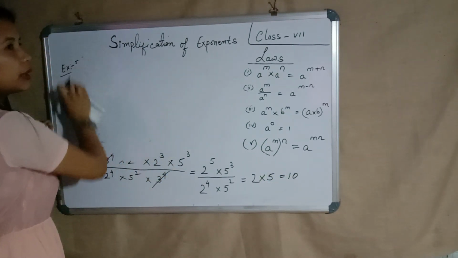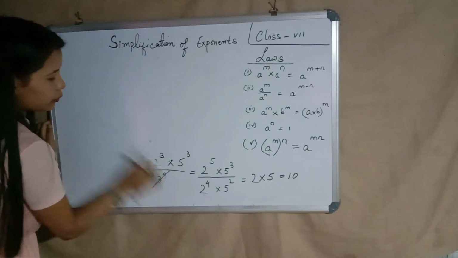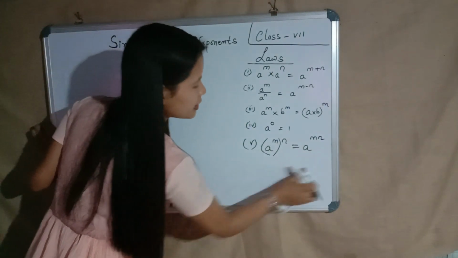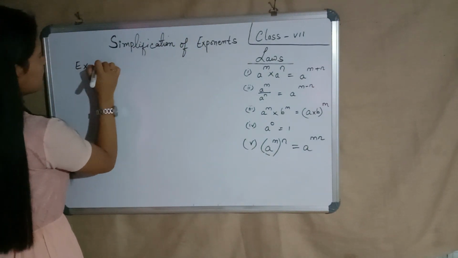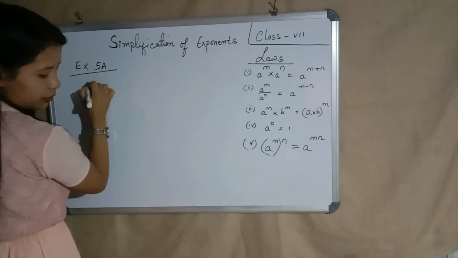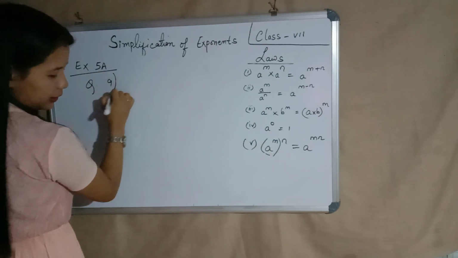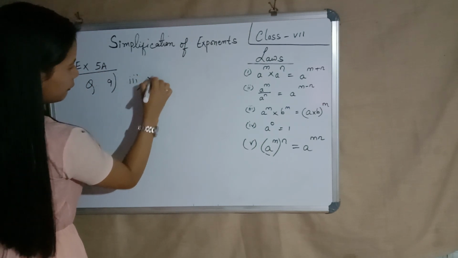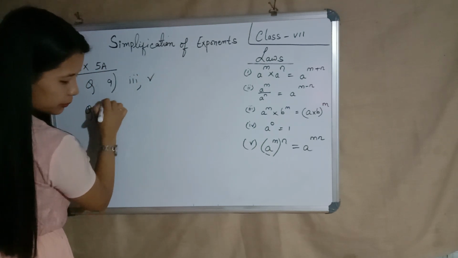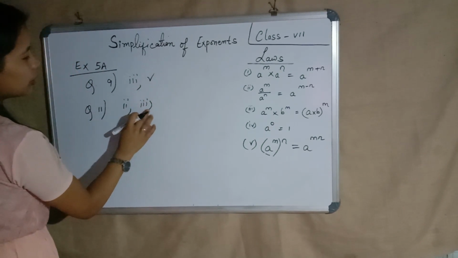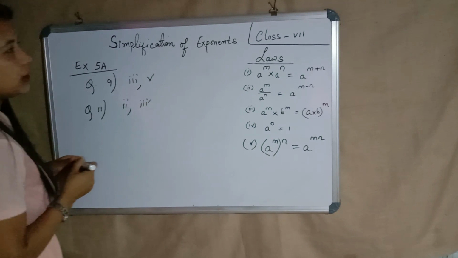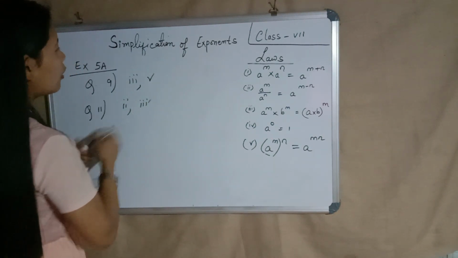Now with this concept I will be giving you homework. So note down the homework, that is exercise 5A, question number 9, parts 3 and 5. Question number 11, parts 2 and 3. This is the homework you need to do, okay? So, I hope this is clear.